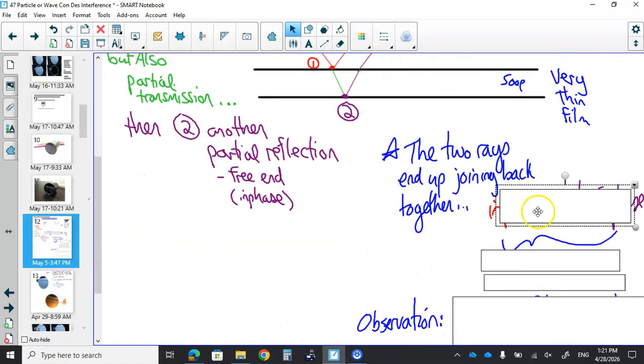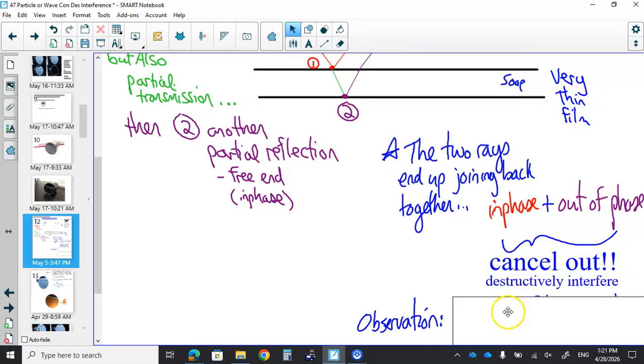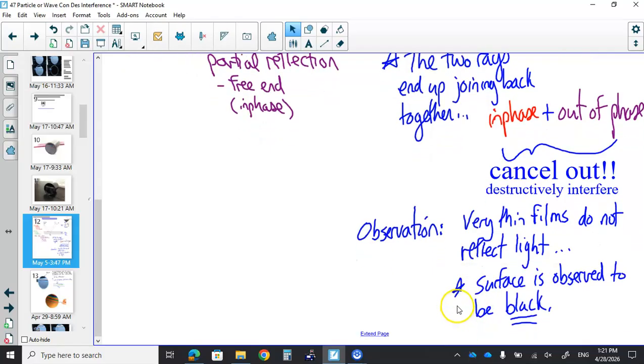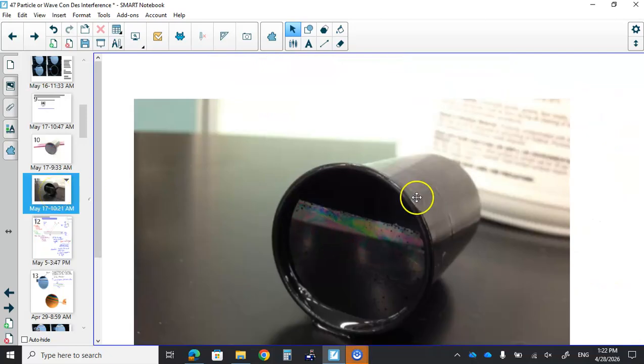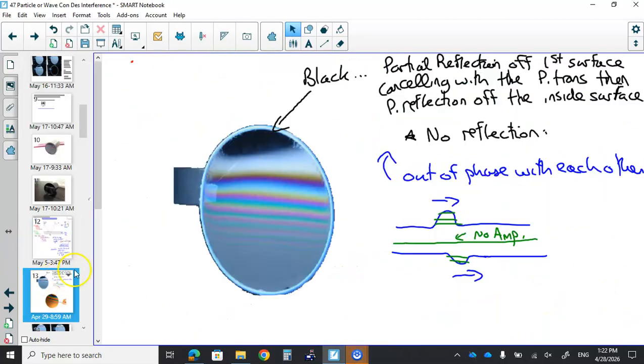So that means that they'd be arriving out of phase with each other, and so it's going to be dark. That explains why the reflection from a really thin film is very dark. They don't reflect light, so the surface is observed to be basically black, which in this case, because you can't see anything, we interpret as nothing, because if there was nothing there, it would look black also. Okay, so that is the super thin film analysis, and why it's dark at the top.